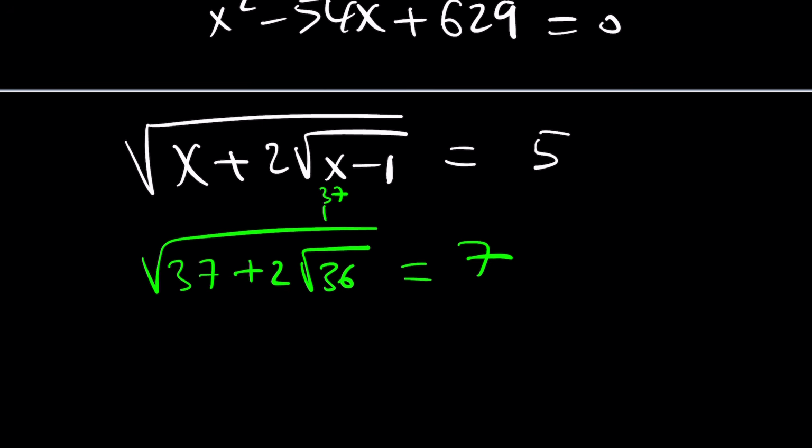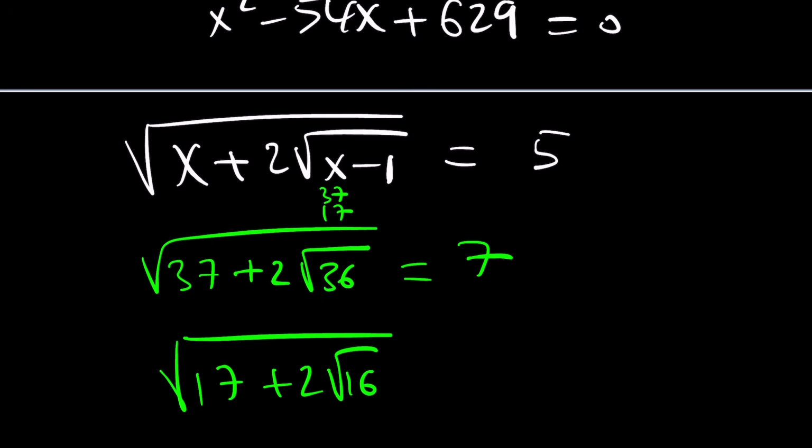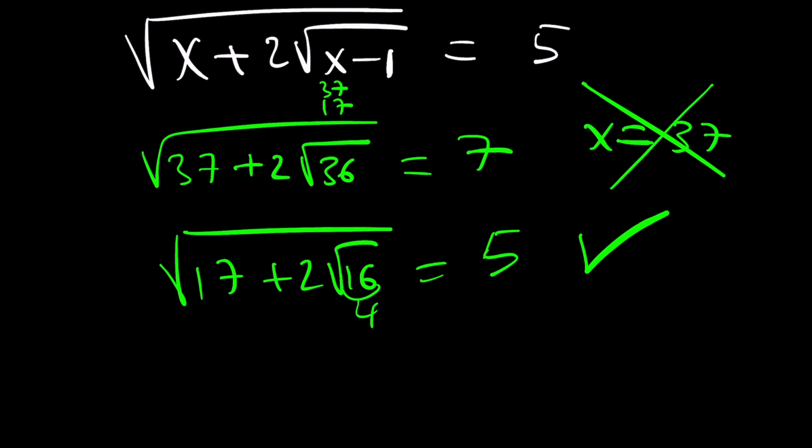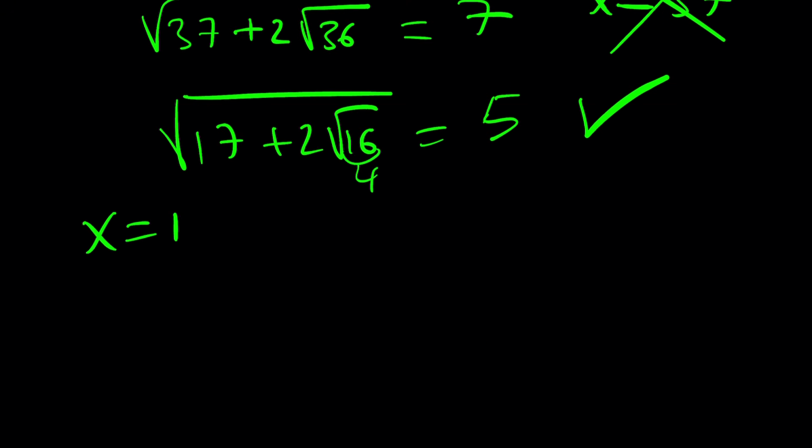If x is 17, then we're going to be getting the square root of 17 plus 2 times the square root of 16. Square root of 16 is 4. 2 times 4 is 8. 17 plus 8 is 25. And the square root of 25 is 5. Yay, x equals 17 works. Nay, x equals 37 does not work. Therefore, the only solution to this equation seems to be x equals 17.